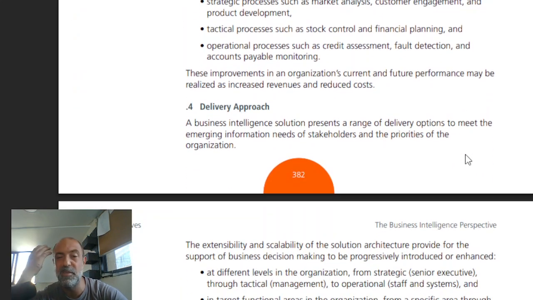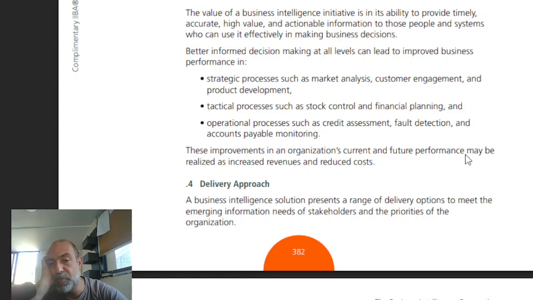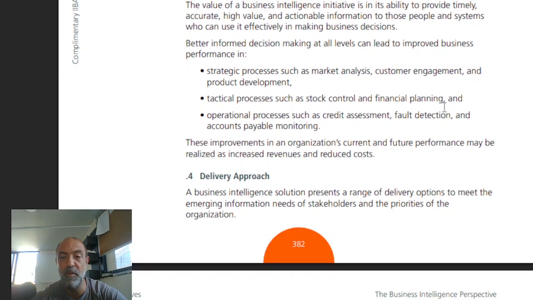These are values and solutions delivered, and it seems that they're giving us a set of standard examples: credit assessment, fault detection, if we're doing something pertaining to money or loans. Stock control, financial planning, if it's tactical, as in operational and selling point, I guess, and strategic processes such as market analysis. Yeah, I don't know, man. It feels like a dry way to explain them. These improvements of our organization's current and future performance may be realized as increased revenues and reduced costs.